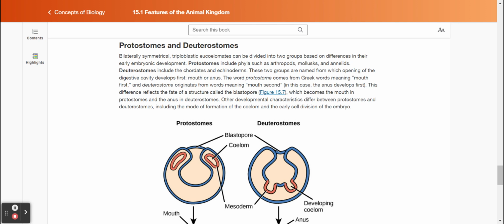This difference reflects the fate of a structure called the blastopore, which becomes the mouth in protostomes and the anus in deuterostomes. Other developmental characteristics differ between protostomes and deuterostomes, including the mode of formation of the coelom and the early cell division of the embryo.